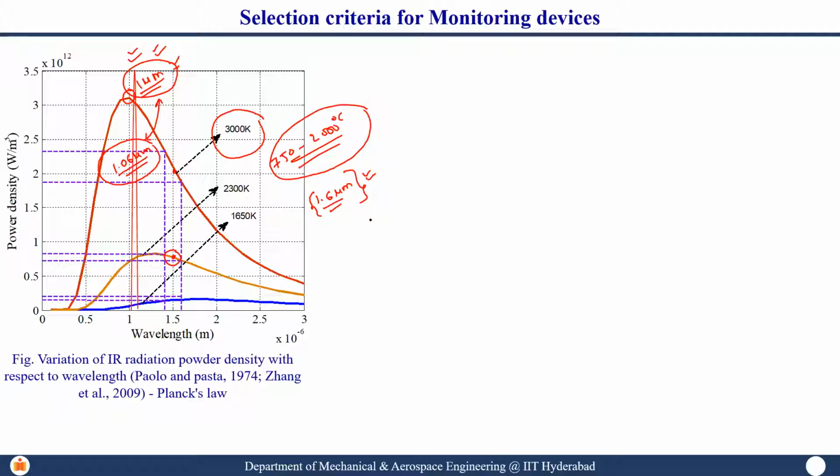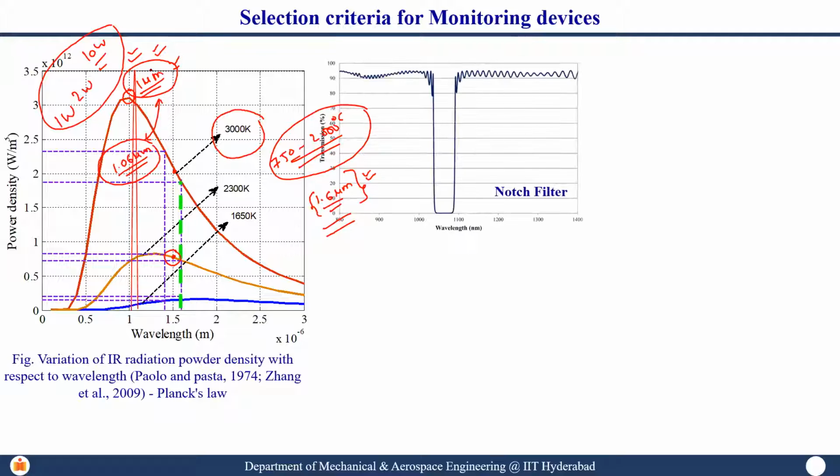So though it operates at 1.6 micrometer, if you try to use 1 watt or 2 watt or 10 watts of laser beam on those optics, it will pass through it because it cannot handle higher energy beams. So somehow you need to block this laser radiation from reaching the detector. How do you do that? You use something called notch filters.